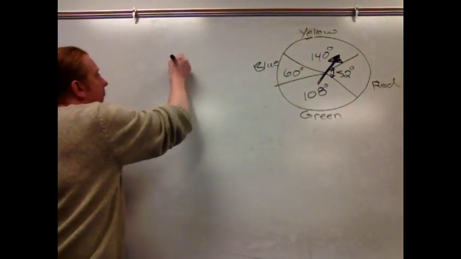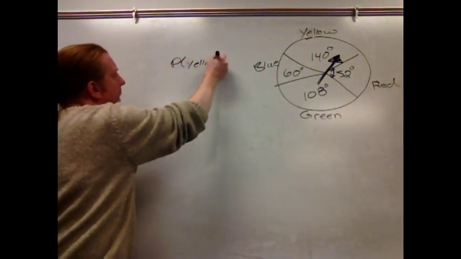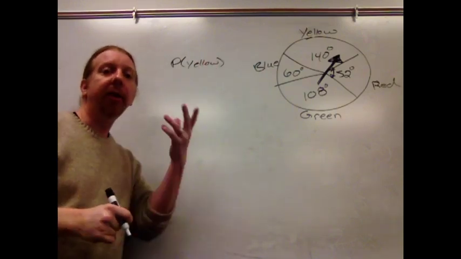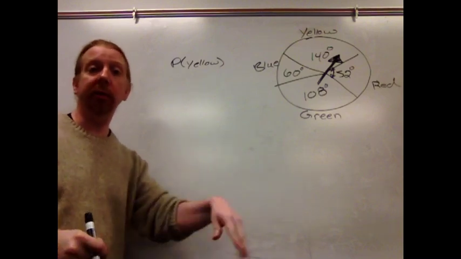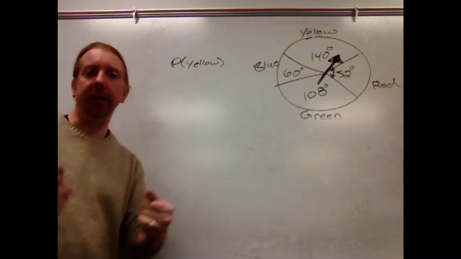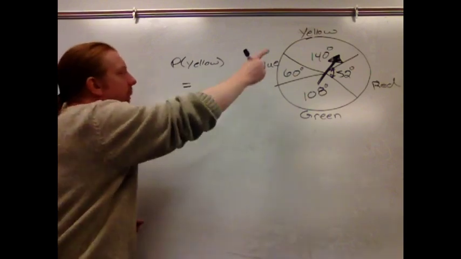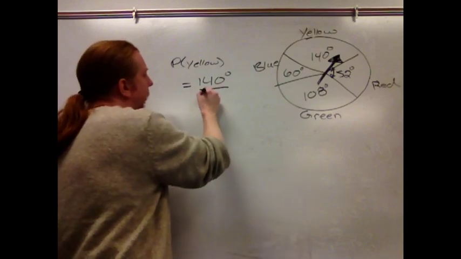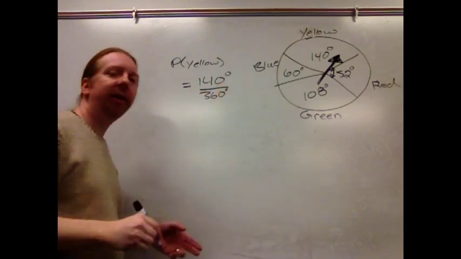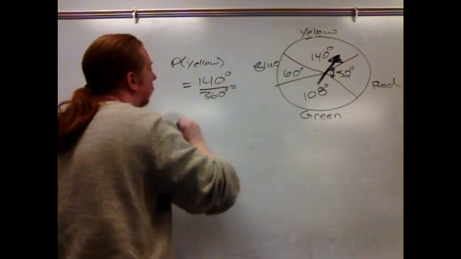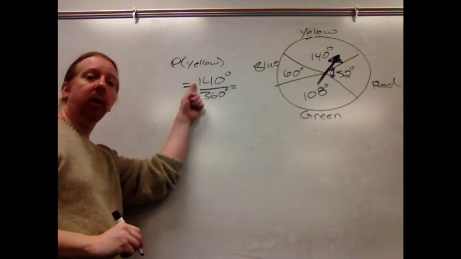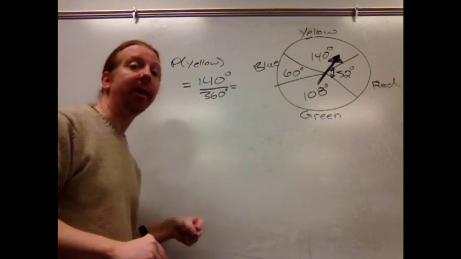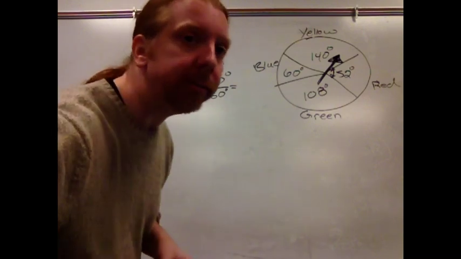Well, what I'm going to do for that is the same thing I've done so far. I'm going to find the number of outcomes that are what I want, divide that by the total number of outcomes, and there's my probability. So there are 140 degrees out of 360 total that are inside the yellow region. So what I want, yellow, 140 degrees out of the total 360 degrees, provides the probability that I'm going to land inside that region.